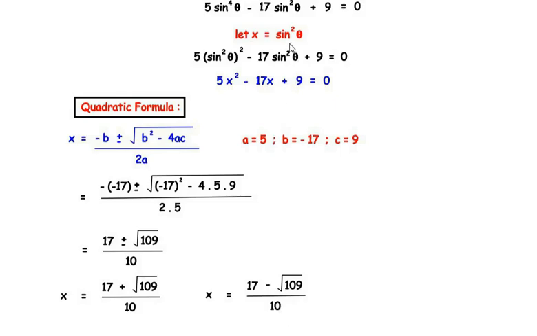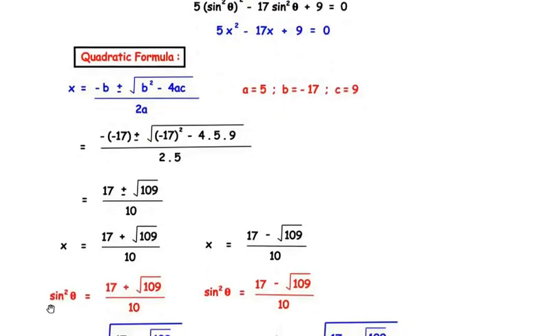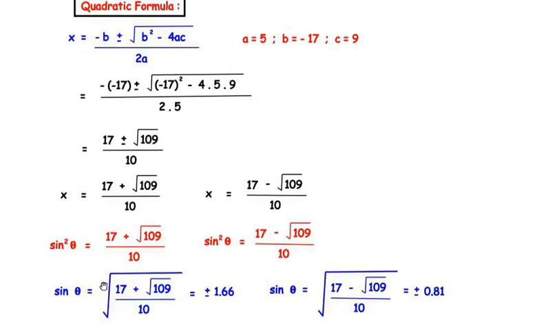Now since we need to find out the value of theta over here, and we had considered x as sine square theta, so let us replace x as sine square theta now. So here we have written sine square theta is equal to both the values. Now let us take square on the other side of the equal to sign for both of these values. So we get sine theta is equal to plus or minus square root of the entire value. And the same thing happens over here. When we send square on the other side of the equal to sign, we get two values, that is plus or minus square root of the entire value. Now this is going to give us the value as plus or minus 1.66, and this is going to give us the value as plus or minus 0.81.